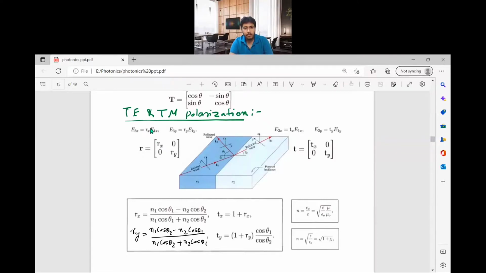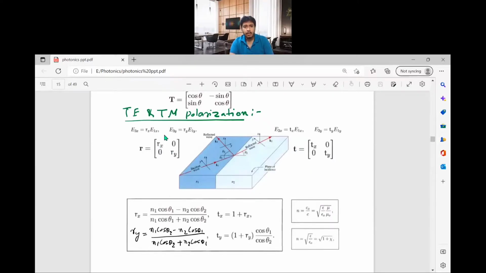They are related with the reflection coefficients Rx and Ry. Rx is the x direction, Ry is the y direction, and E2x and E2y are related to the transmittance coefficients. So this is the transmittance matrix, and this is the reflection matrix. These x and y are independent, so that's why you will get a diagonal matrix.